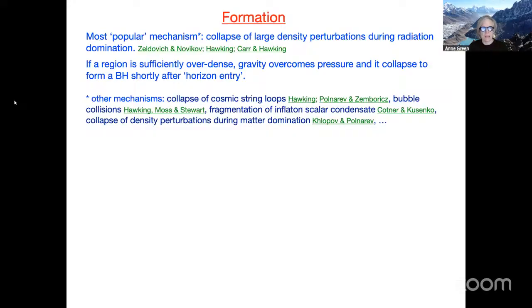Simply, what's happening here is that if a region is sufficiently overdense, then shortly after it enters the horizon, i.e. becomes comparable in size to the observable universe, gravity overcomes pressure and it collapses to form a black hole. There are also various other mechanisms, via processes in the early universe, which can generate large overdensities that can form primordial black holes, and I've listed some of the most historically popular ones on the slide.